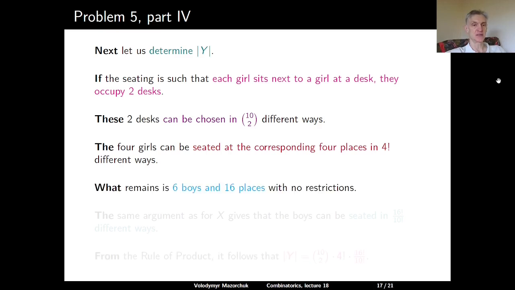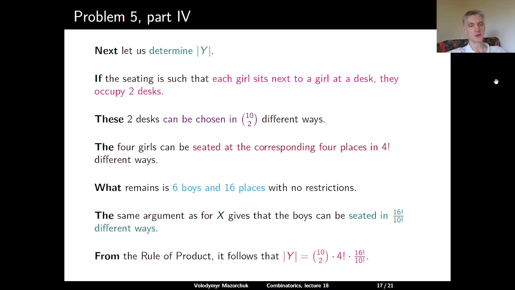What remains is 6 boys, 16 places, no restrictions. So the same argument as for X or for omega gives that boys can be placed in 16 factorial divided by 10 factorial different ways. And using the rule of product, we have that the cardinality of Y equals 10 choose 2 times 4 factorial times 16 factorial divided by 10 factorial.